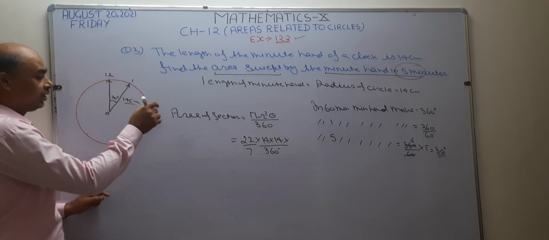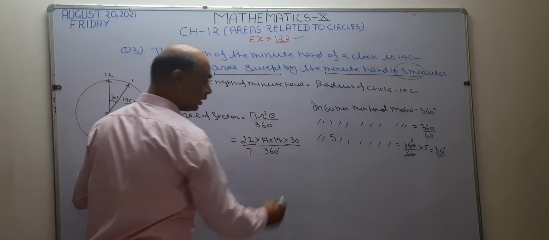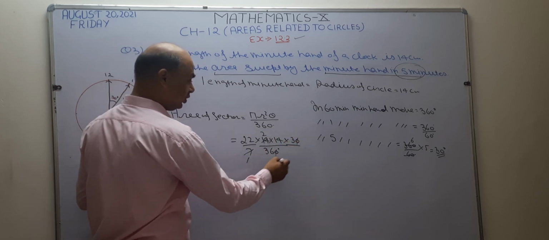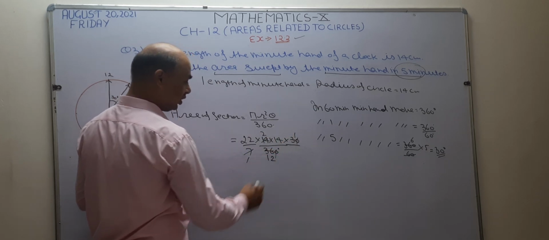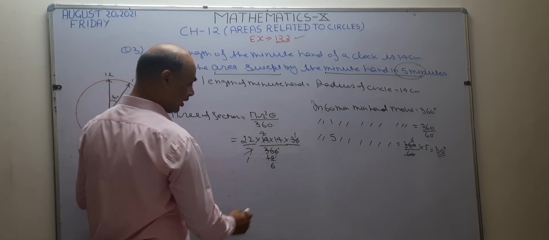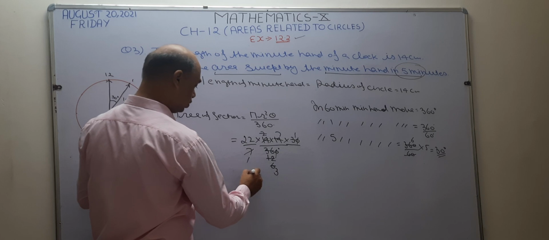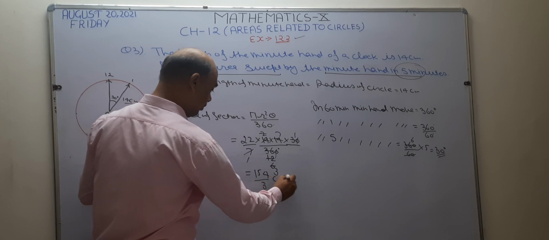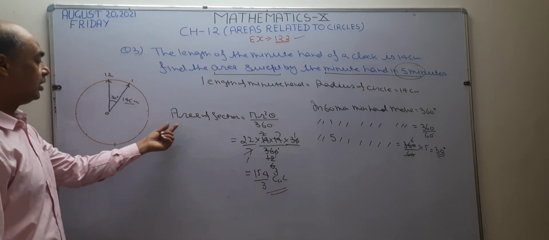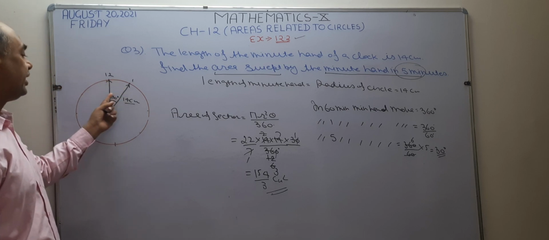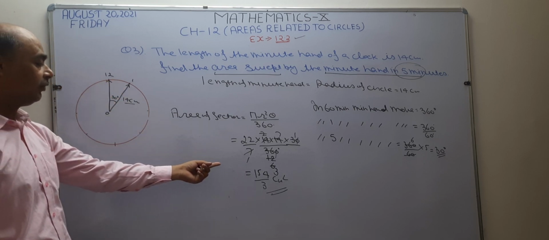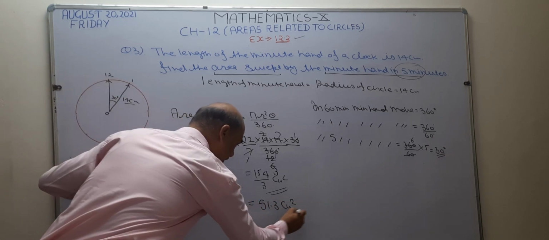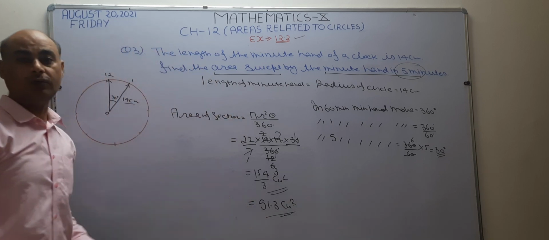So the angle will become 30. Clear? Now 7 1s are 7, 7 2s are 14. The 0 is cancelled. 3 1s are 3, 3 2s are 6. So this becomes 154 upon 3 centimeter square. So this is your answer: the area of the sector made by the minute hand in 5 minutes. You divide 154 by 3 and the answer becomes 51.3 centimeter square. I hope it is clear now.